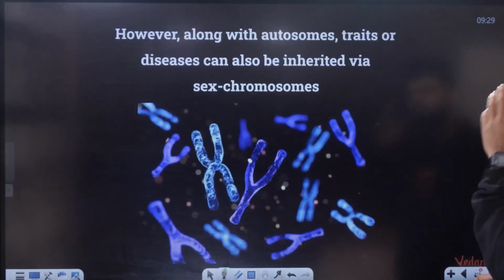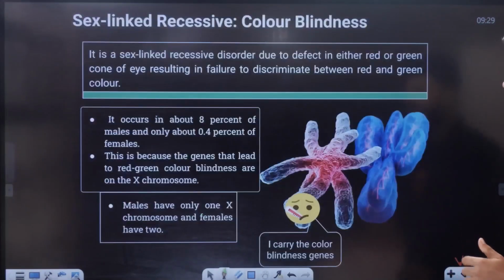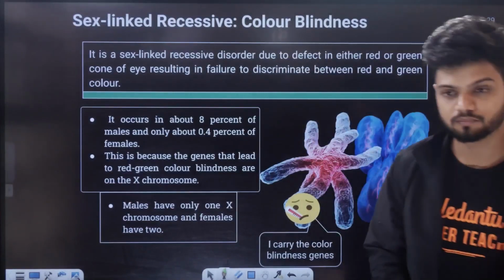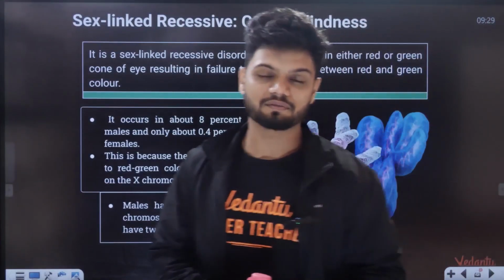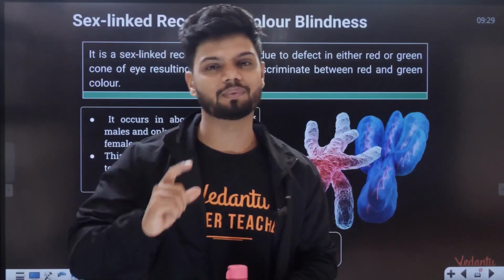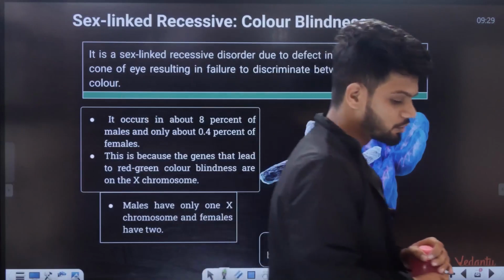Okay, now students, let's get to it. One by one now. Can we start? All of you drink some water and we'll start with the first Mendelian disorder, that is called color blindness. Drink some water, all of you.